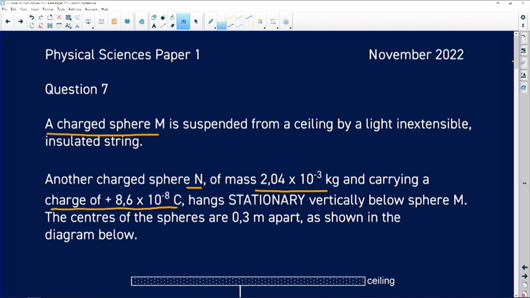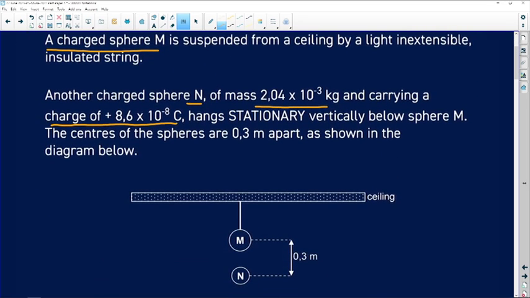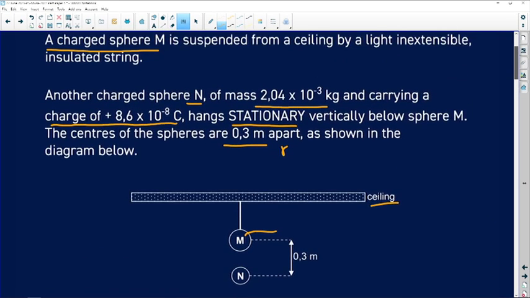It hangs stationary, so not moving, vertically below sphere M. The centers of the spheres are 0,3 meters apart, as shown in the diagram below. Let us try and analyze our diagram here. We have our ceiling here. We have sphere M.